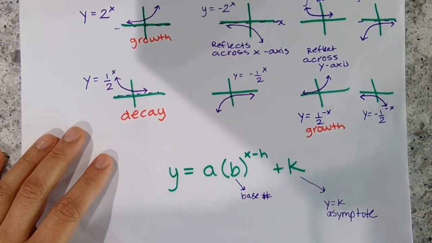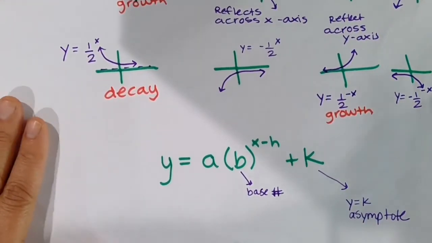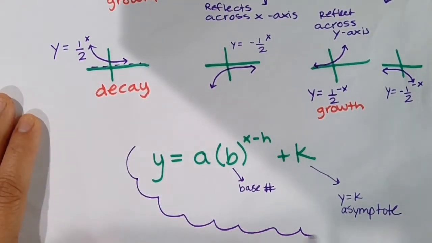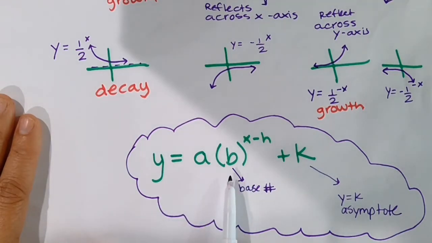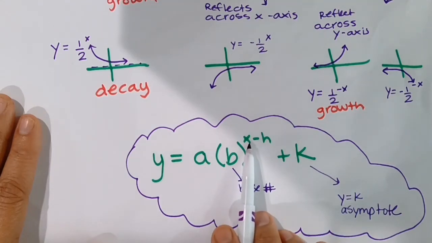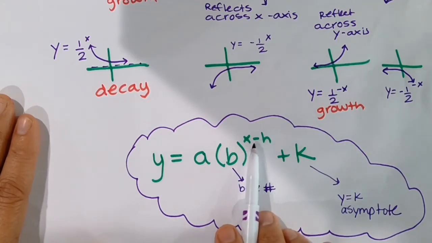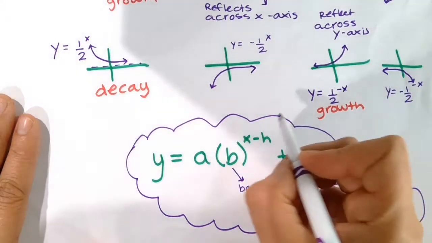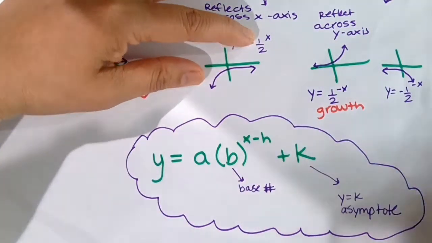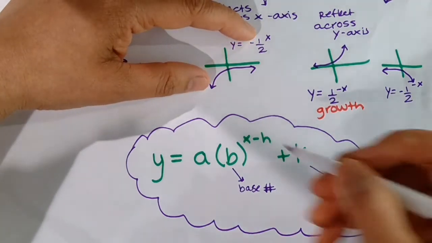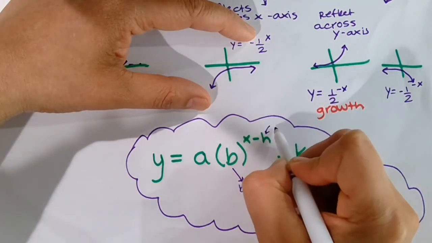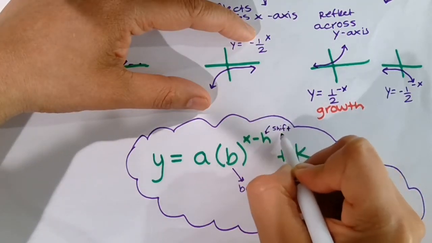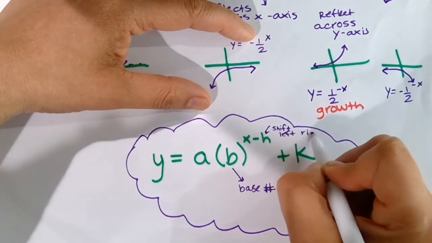This is not written in your book, but this is a general equation for an exponential. What it is, is that you have some base number, and you could have a number out here, sometimes, not always. And then you have your exponent x, and then you may have a number next to this. This number right here shifts you left and right, and it is the opposite of what you think. So this number here, your h, shifts you left and right. The opposite of what you think.